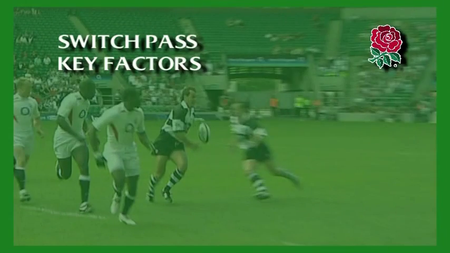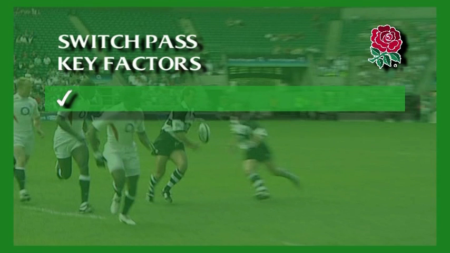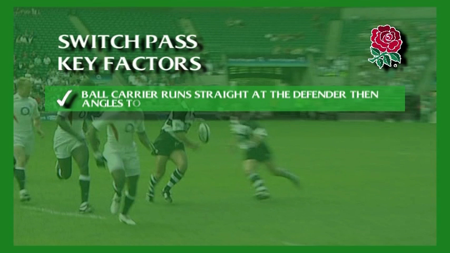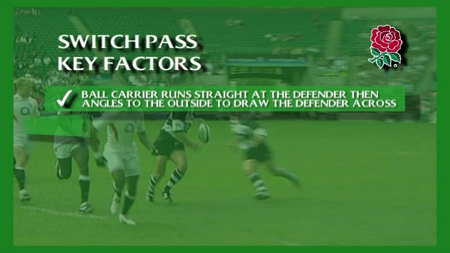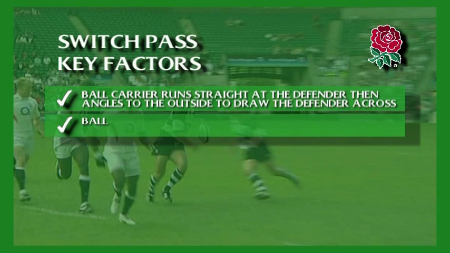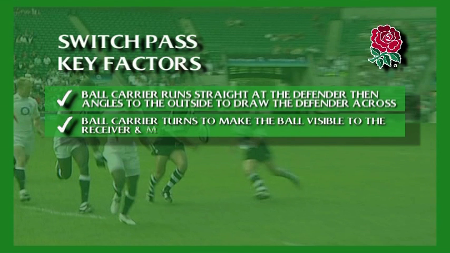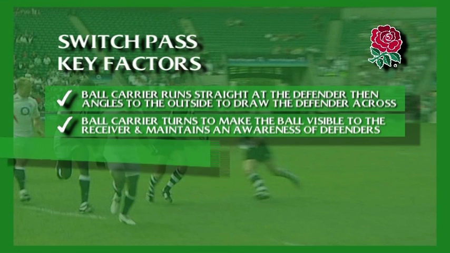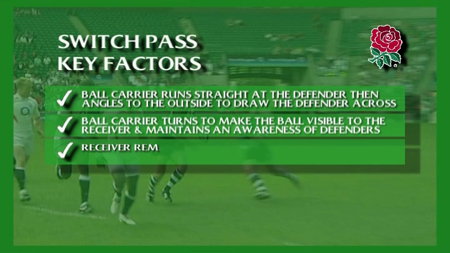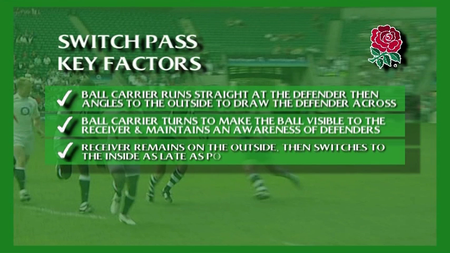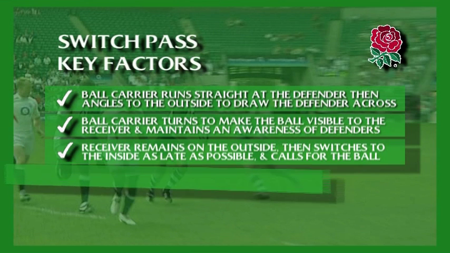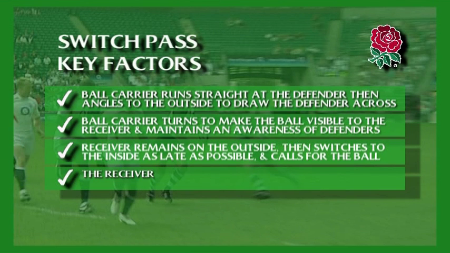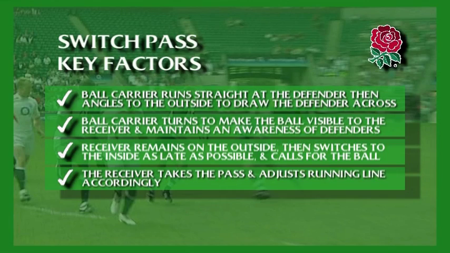Key factors for the switch pass are: the ball carrier runs straight at the defender and then angles to the outside to draw the defender across. The ball carrier turns to make the ball visible to the receiver and maintains an awareness of defenders. The receiver remains on the outside, then switches to the inside as late as possible and calls for the ball. The receiver takes the pass and adjusts their running line accordingly.